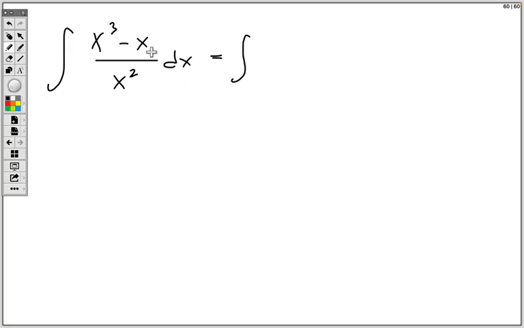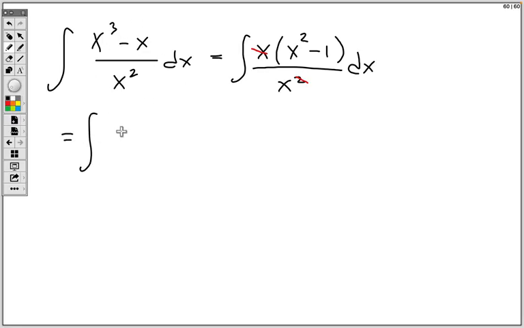We can't help but see that there's a common factor of x both in the numerator and denominator. So we'll go ahead and do some algebra here to help us simplify a little bit to get going. So we can cancel one factor of x. X can't be 0 in the original integrand anyway, so we're not losing any information.